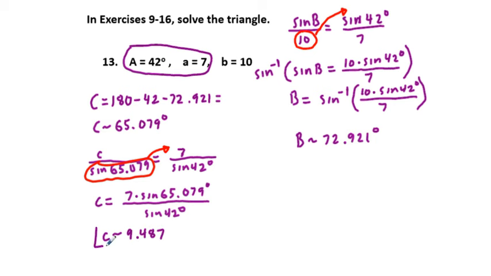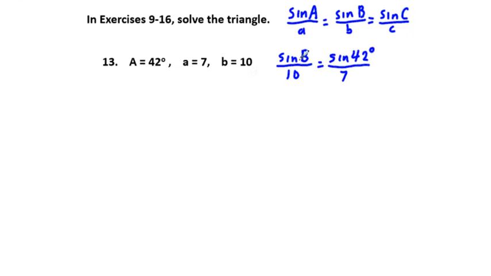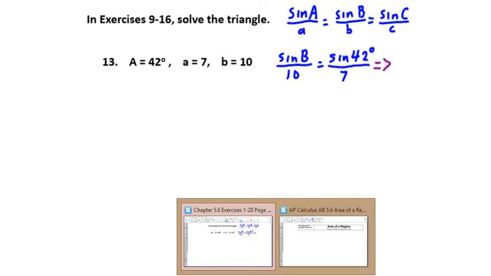So we have side C, we have side B, angle B, excuse me, and we have angle C. Now, as I did for problem 11, I want to use numerical solve. I have the equation set up, so we're just going to use numerical solve and take this equation here, sine B over 10 equals sine 42 degrees over 7.